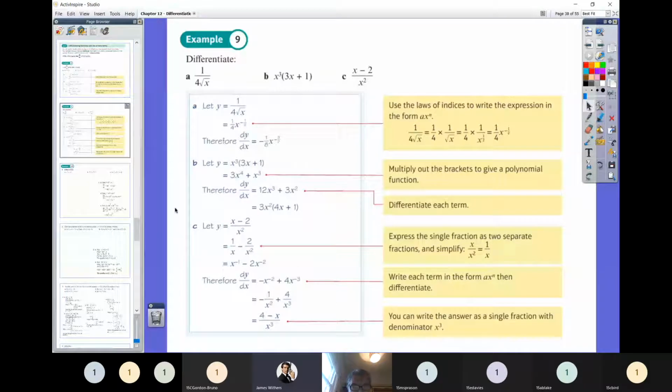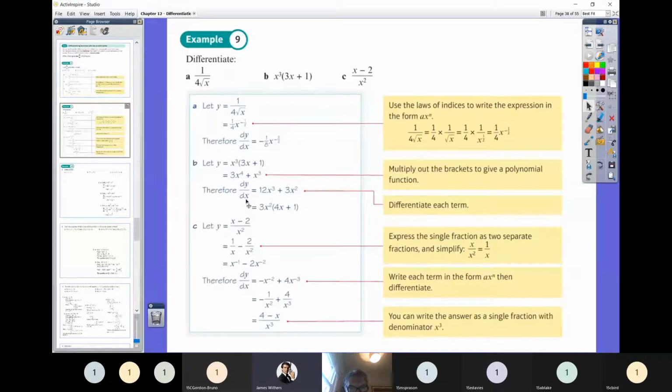Now for part B, until we get to upper sixth, you haven't learned how to differentiate two things being multiplied together. So you've got to do a preliminary work here and just do the claw, multiply out the bracket. So x cubed times 3x becomes 3x to the power of 4. And then our second claw, x cubed times plus 1 is plus x cubed. So that's getting ready to differentiate.